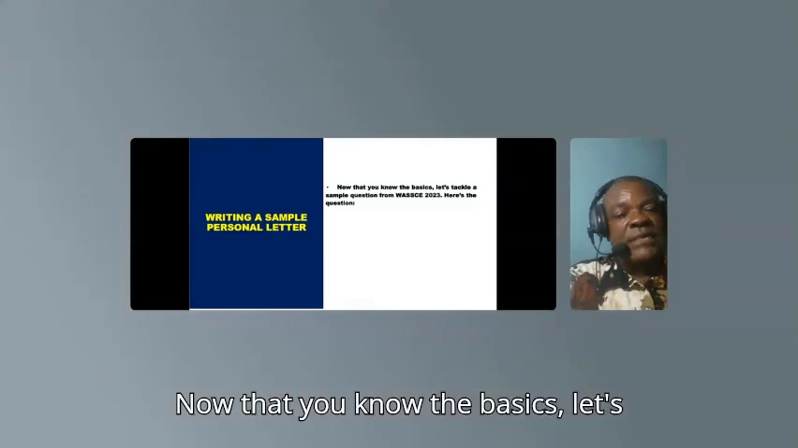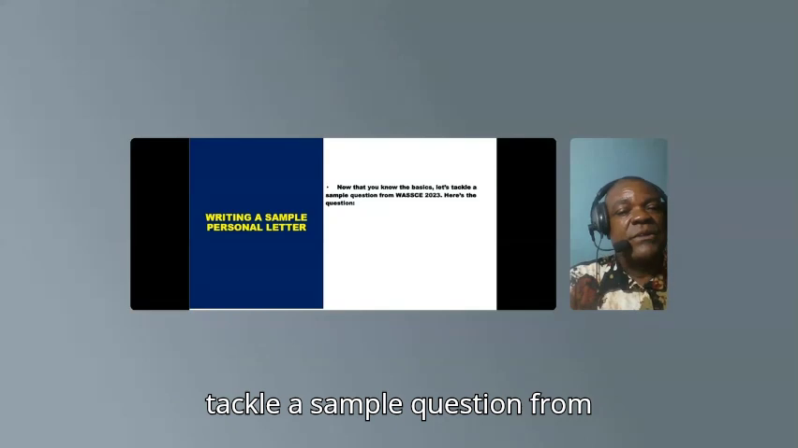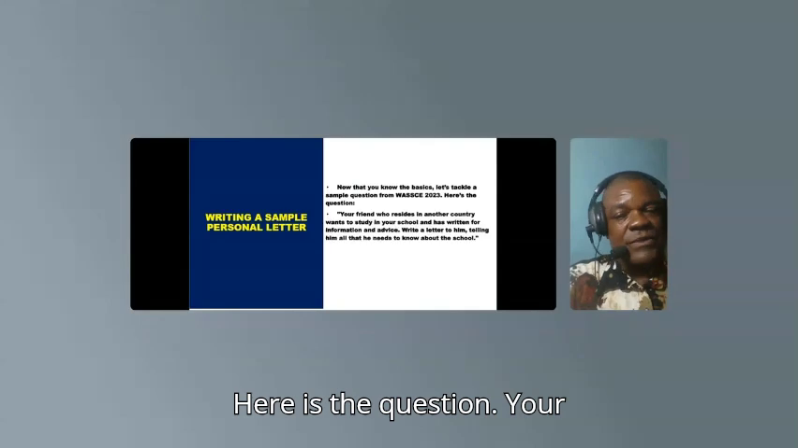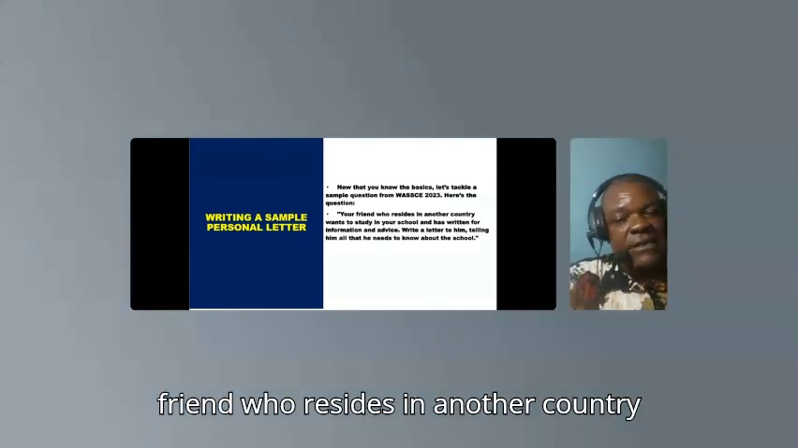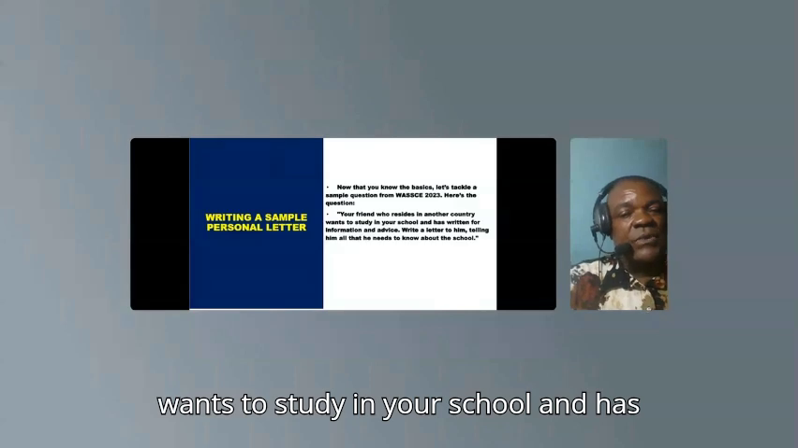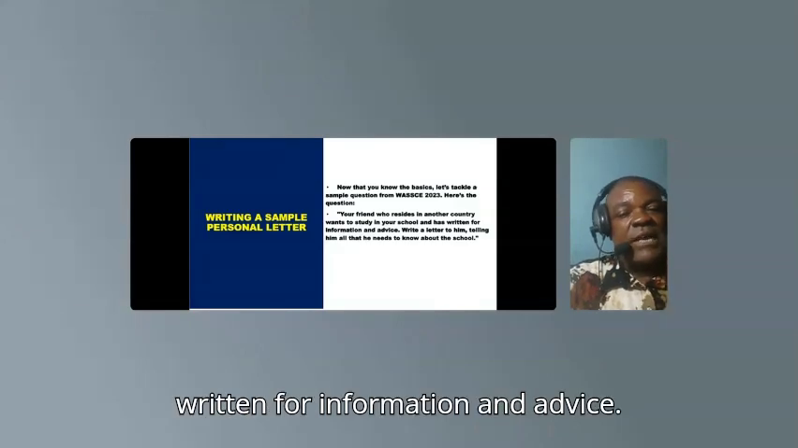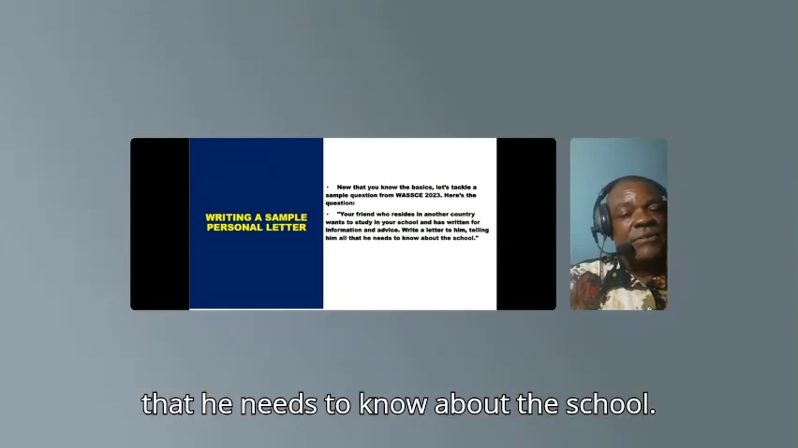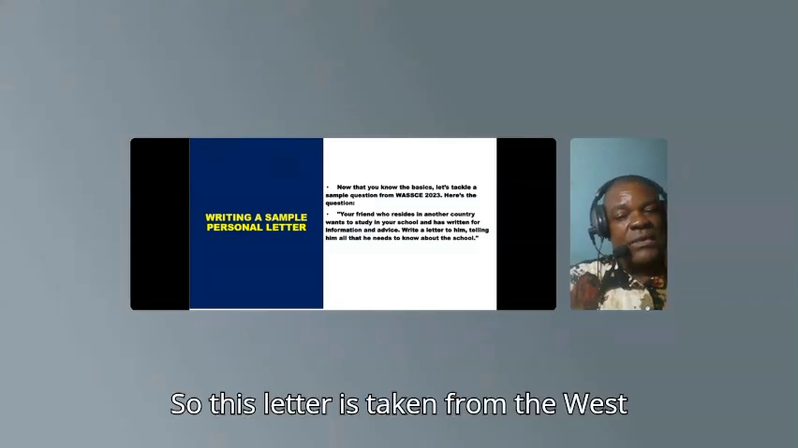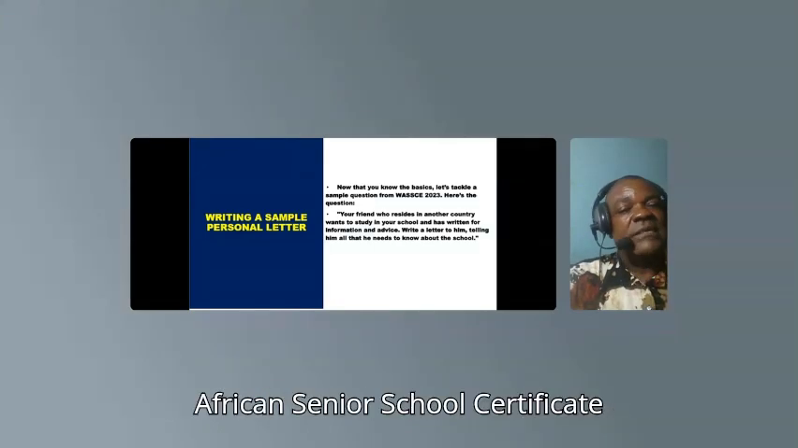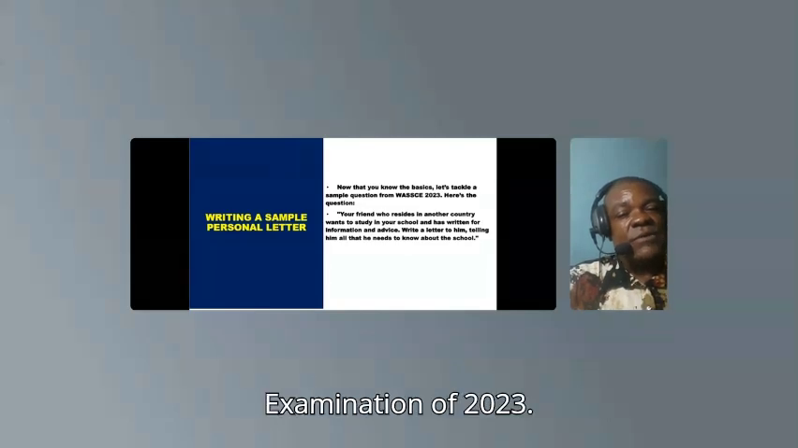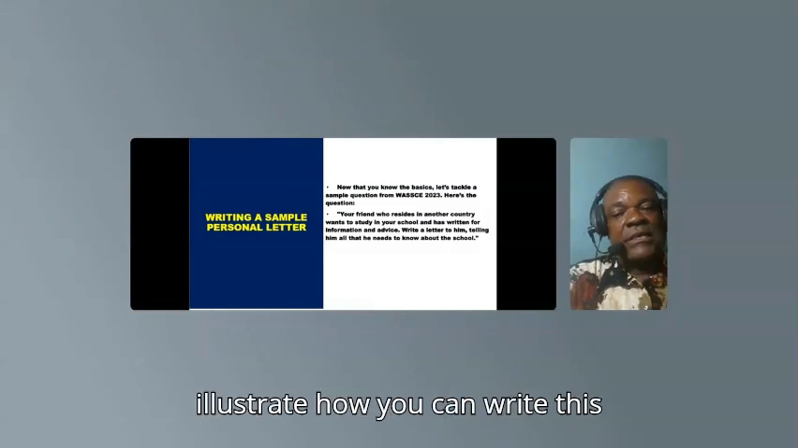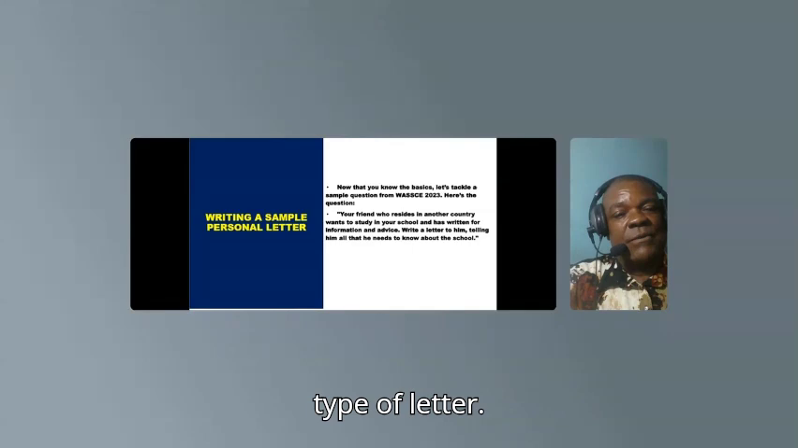Now that you know the basics, let's tackle a sample question from Wassce 2023. Here is the question. Your friend who resides in another country wants to study in your school and has written for information and advice. Write a letter to him telling him all that he needs to know about the school. So this question is taken from the West African Senior School Certificate Examination of 2023. And so we are going to use this to illustrate how you can write this type of letter.